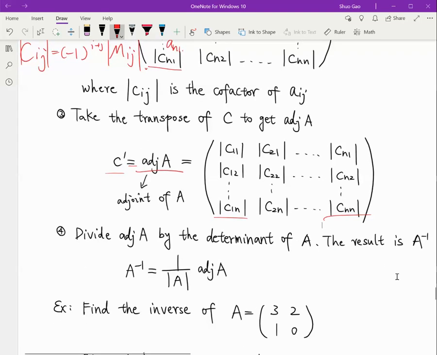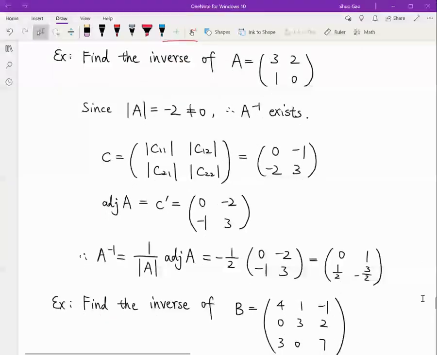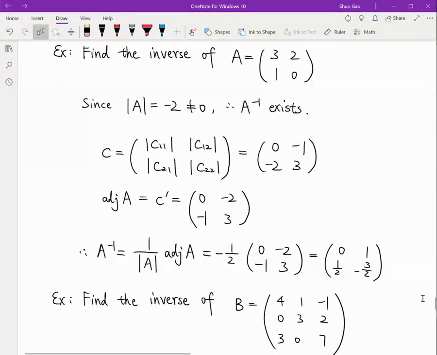And the last step is to divide the adjoint of A by the determinant of A, which is the first step. And the result is just the inverse matrix of A. So it's a little bit complicated to calculate the inverse of A. We need to find the adjoint of A and the determinant of A, and then divide the adjoint of A by the determinant of A to find A inverse. Okay, so let's look at an example. Find the inverse of this 2 by 2 matrix, which is a very simple one.